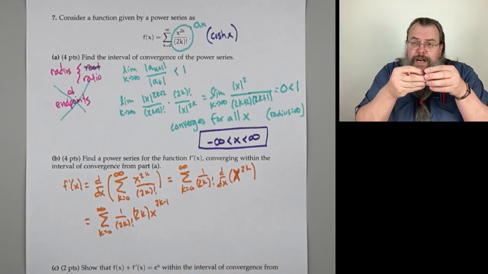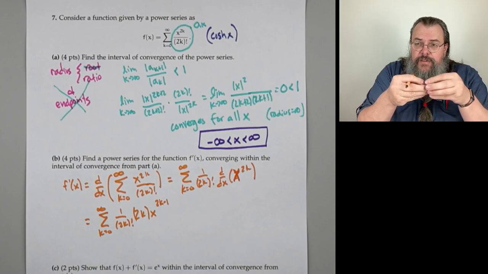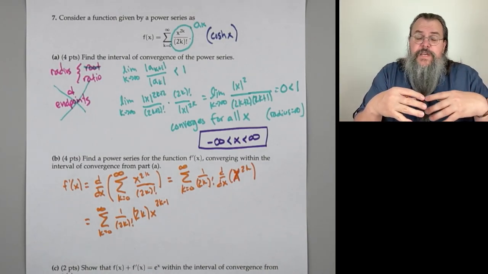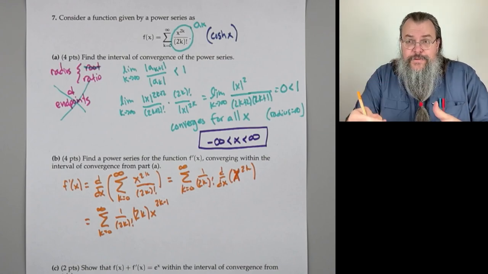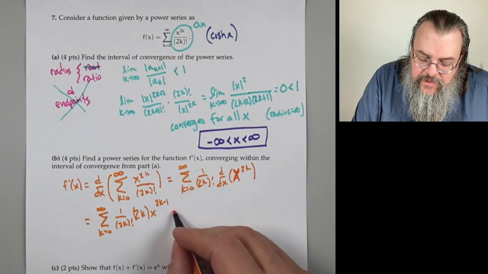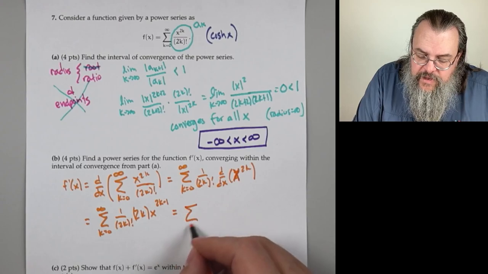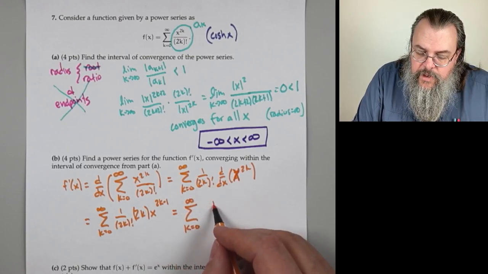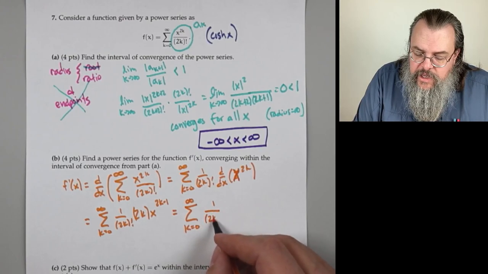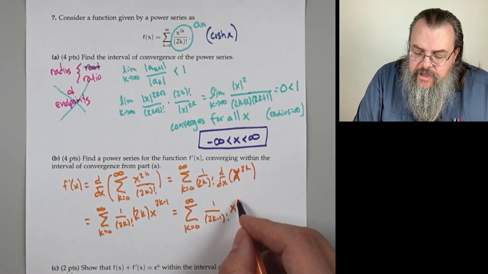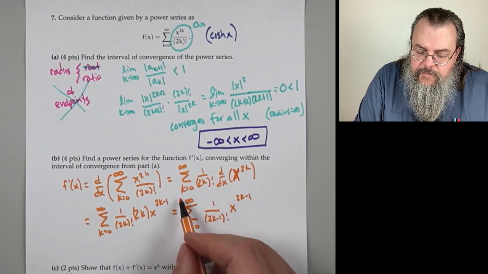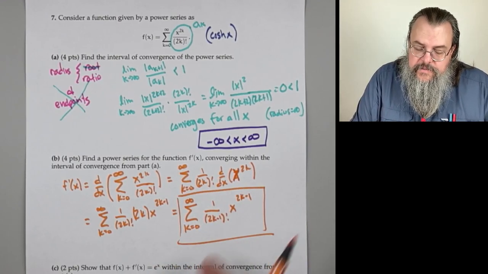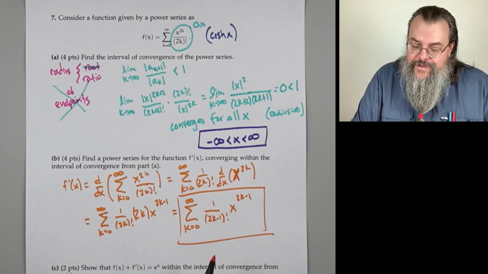So we can pull off the first piece of the 2k factorial. Everything after that would be a 2k minus 1 factorial. So this would be the sum, 0 to infinity of 1 over 2k minus 1 factorial, x to the 2k minus 1. And that's our other function.